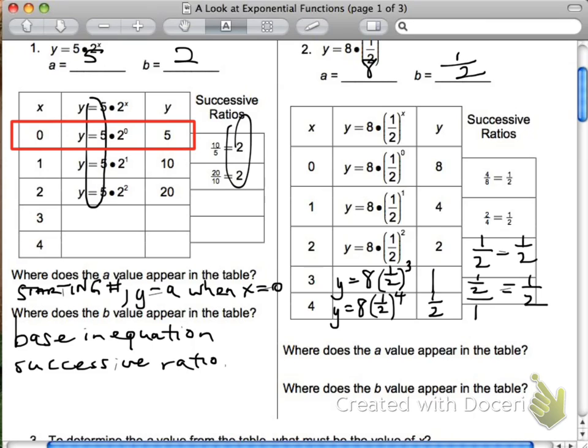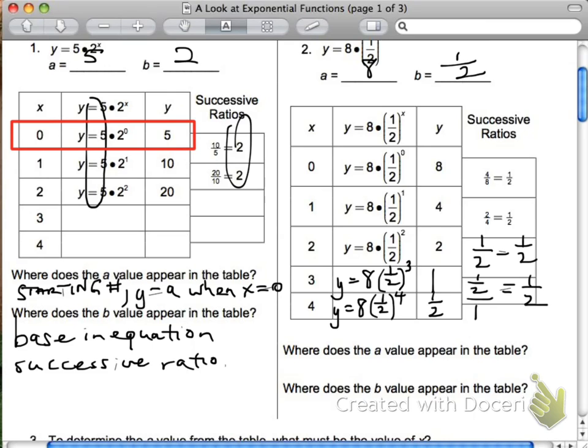Okay, so let's take a look at this again. Successive ratios always equal the exact same thing? Yes. Successive ratios should always be the same if you're dealing with exponential. Okay, now, where does the a value appear in the table again? Let's make some conclusions now.